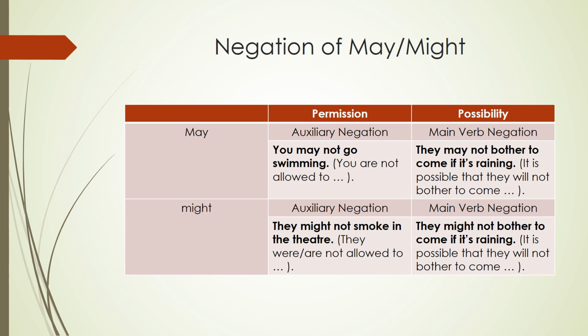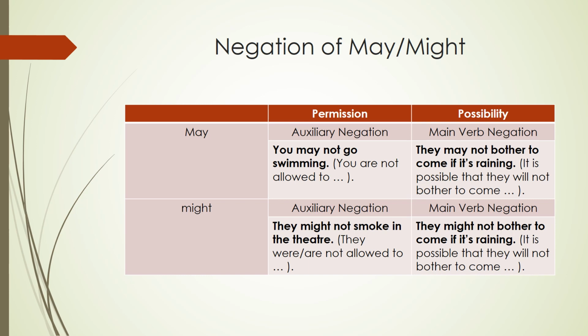But when we go to the meaning of possibility, we are going to see a different pattern of negation. It is going to be main verb negation. Why? Because here the auxiliary may or might is not going to be within the scope of negation. It's going to be outside it. So the meaning is going to be positive. Here I am negating the main verb and not the auxiliary. For example, they may not bother to come if it is raining, or they might not bother to come if it is raining. Here may or might are used to express possibility.